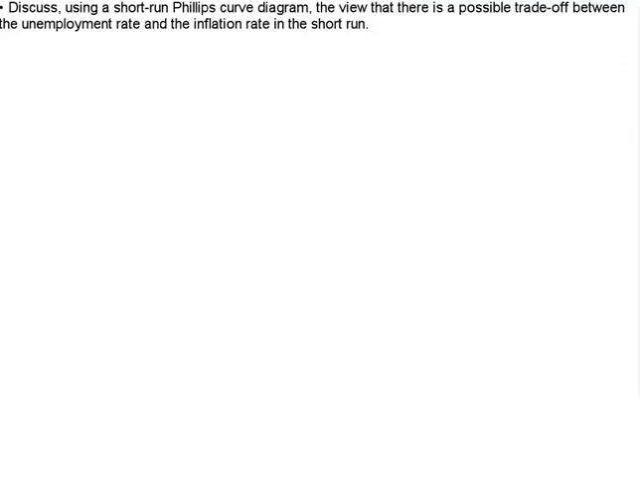So to get started, let me show you what this curve kind of looks like. On this axis, we'll look at the price level or the inflation rate. That should be inflation rate. And on this bottom axis, we will look at unemployment.